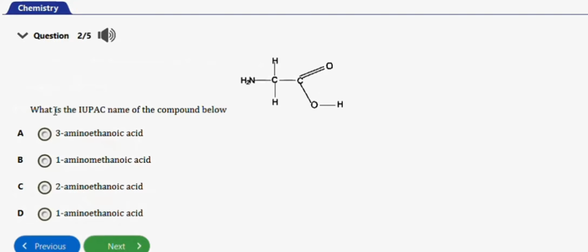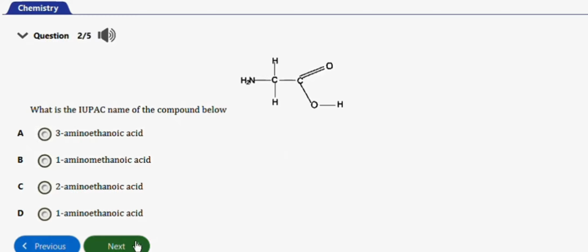It says, what is the IUPAC name of the compound below? So we have option A, we have 3 amino ethanoic acid, we have 1 amino metanoic acid, 2 amino ethanoic acid, 1 amino ethanoic acid. So guys, looking at this structure we have here, the correct naming of this compound will be option C, which is 2 amino ethanoic acid. Okay, so that's it for this question.